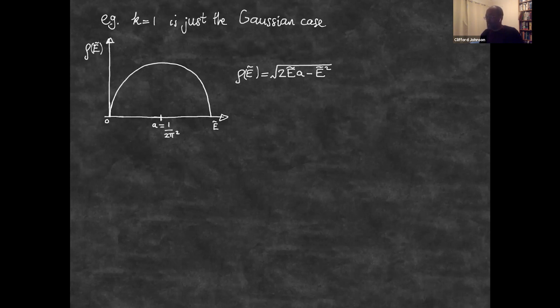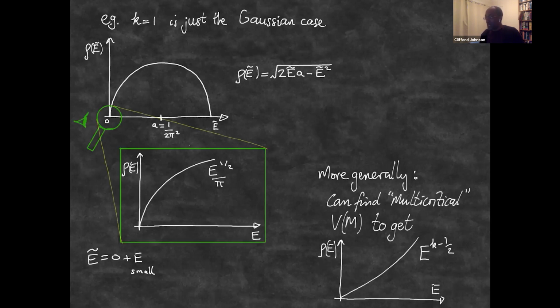There's some size set by A, and then zooming in on the end, as I said, looks something like this. And there you see I have rho goes like e to the half. There's some pi there in my coordinates. And what I've done, I've now come to coordinates E without the hat. These are the double scaled energies, which is what we were talking about all along.